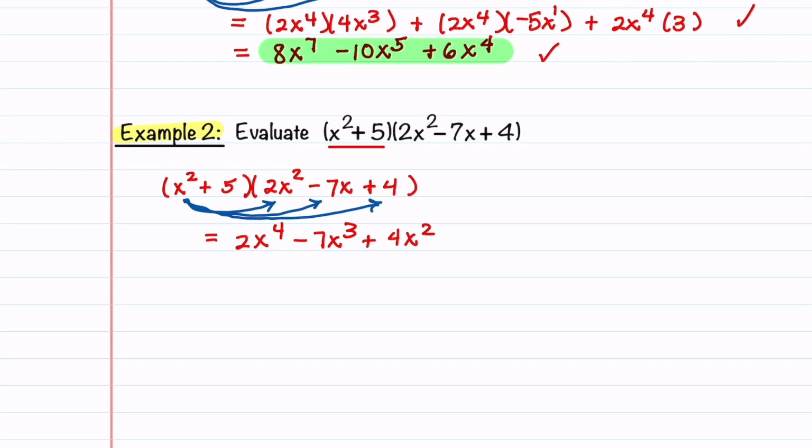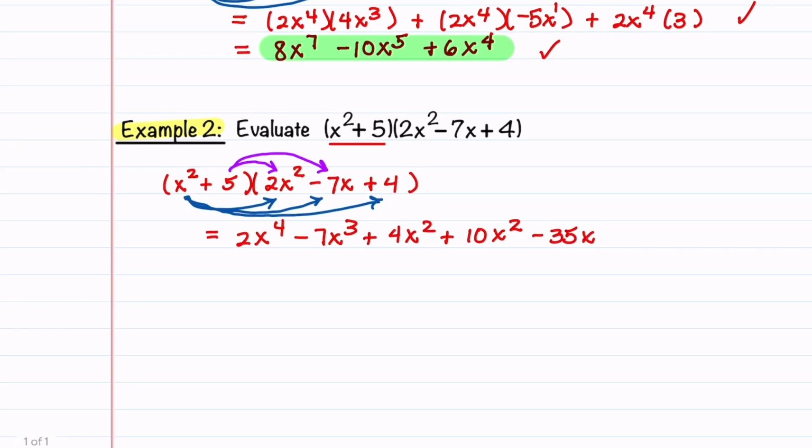Now let's distribute the 5 to all 3 terms. We'll first multiply 5 times 2x squared. So we'll add 10x squared. We'll then distribute the 5 to the minus 7x, which gives us a minus 35x. And then lastly, we'll distribute the 5 to the 4. And that gives us 5 times 4, which is 20.